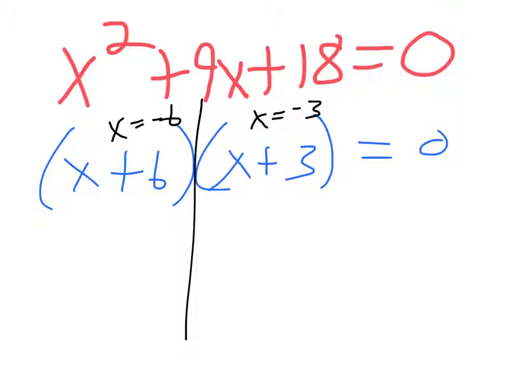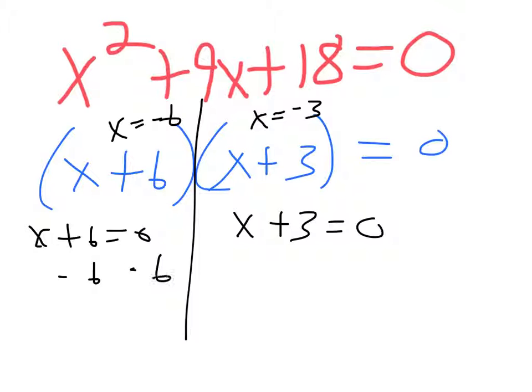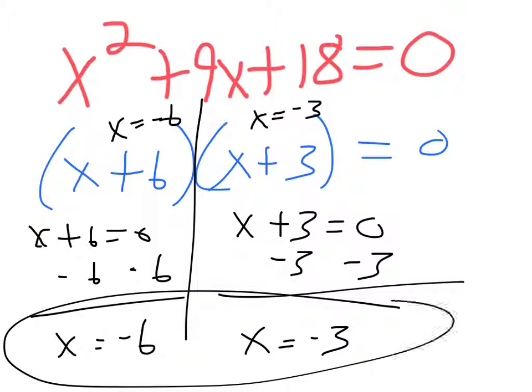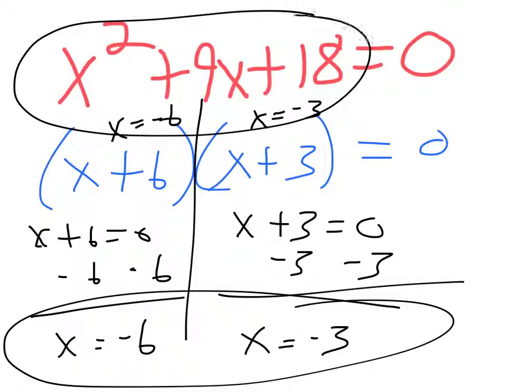Or some students like to draw this line. They say x plus 6 equals 0. How do I solve for x in order to make that be true? How do I make this one equal 0? X is going to be negative 6 in this one. And we get to the same answer. X is negative 3. These are your 2 solutions that will make this equation equal 0.